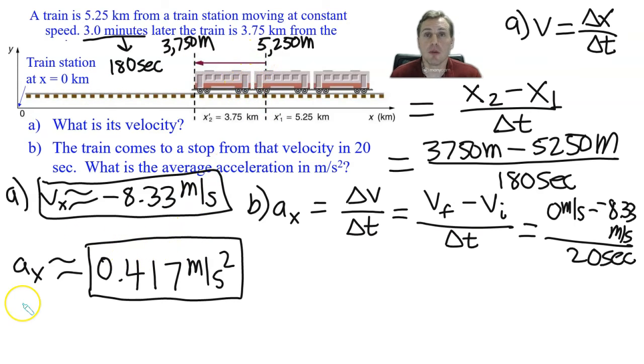All right, so hopefully you understand acceleration better from this problem. So what we saw in this acceleration problem is that we need to use the definition, the change in velocity over the change in time. Furthermore, the acceleration can be positive if we're slowing down a negative velocity.